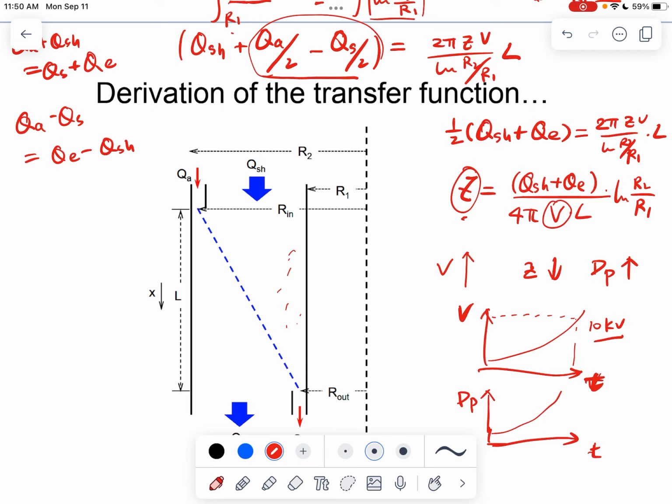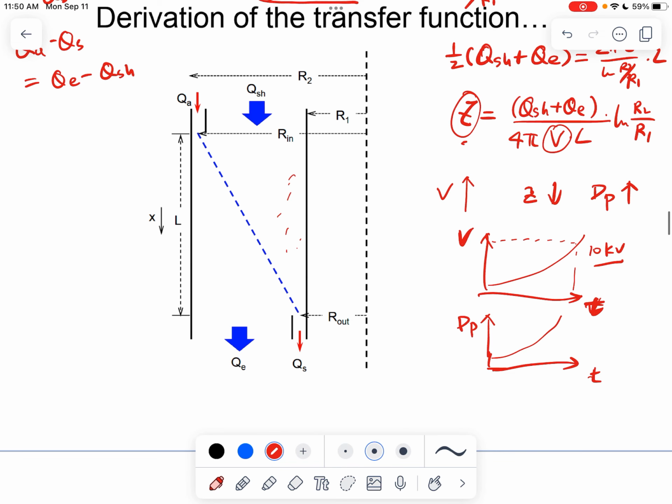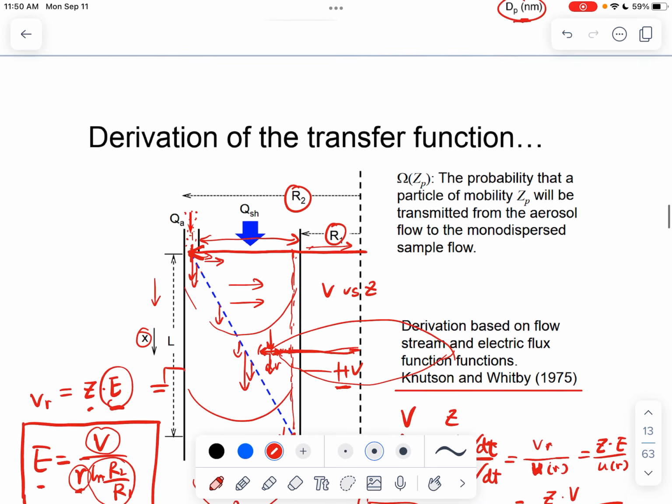Because if the voltage is further higher, then it's going to ionize the air that's surrounding the inner electrode. So you have a breakdown of the air here because the voltage is too high, right? You'll have the corona discharge or sparks in this DMA system.